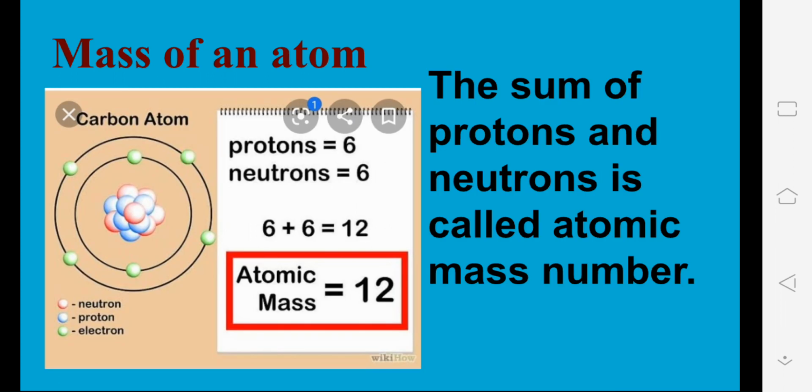Now, the mass of the atom. Usually the mass of the atom depends only upon the nucleus of the atom. Here you can see the carbon atom. The number of protons and the number of electrons are equal. If we consider the carbon atom, the atomic number is 6. Atomic number 6 means there are 6 protons as well as 6 neutrons and 6 electrons. But when we consider the atomic mass, it is the sum of the protons and the neutrons. For example, here protons are 6 and neutrons are 6. So 6 plus 6 is 12. So the atomic mass is 12.